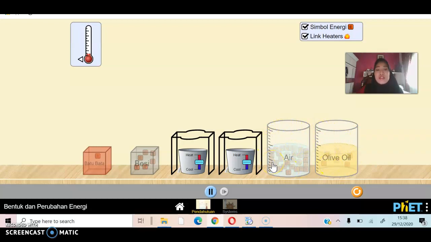As we saw just now, when we heated the olive oil and the water, the temperature of the olive oil increased faster than water. Okay, I think that is all I can explain to you about forms of energy.